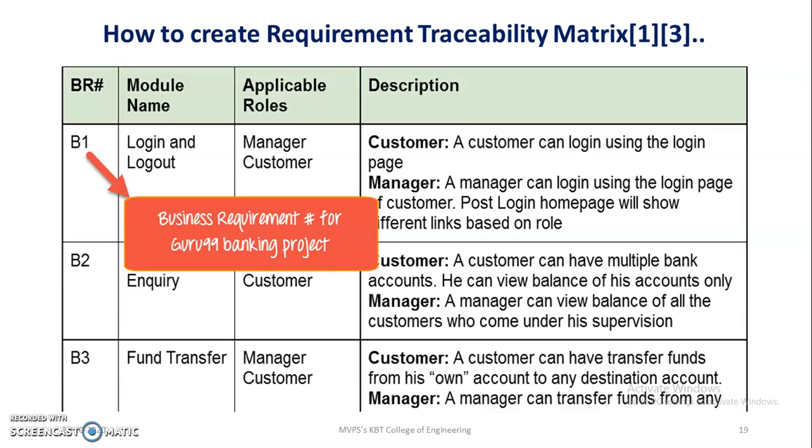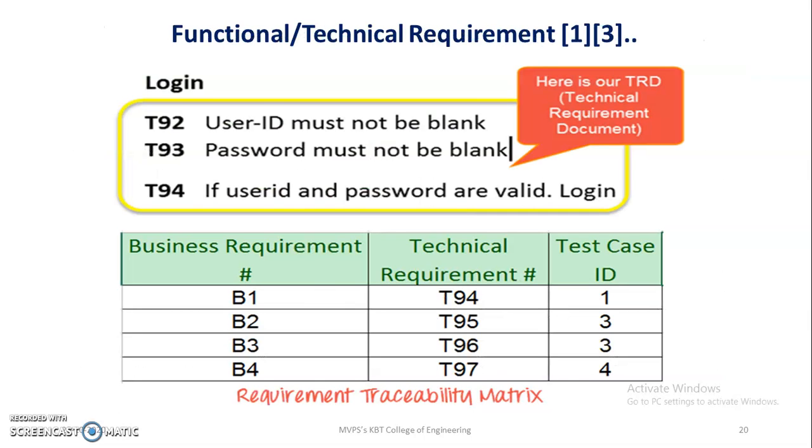Here we show three records: B1, B2 and B3. The module names are login and logout, then inquiry, and fund transfer. Applicable roles for login and logout are manager and customer. Then for inquiry, manager and customer. Then for fund transfer, manager and customer. So this is nothing but the BRD. And this document is the TRD, that is the technical requirement document.